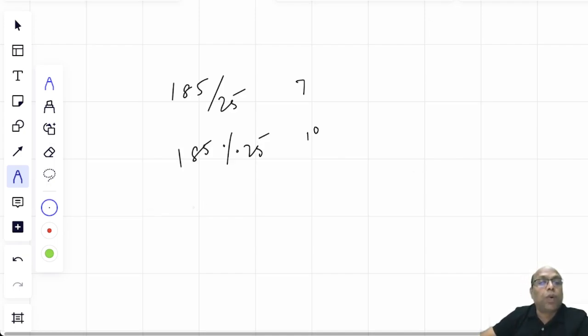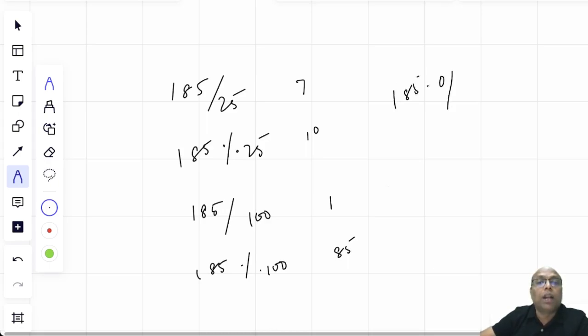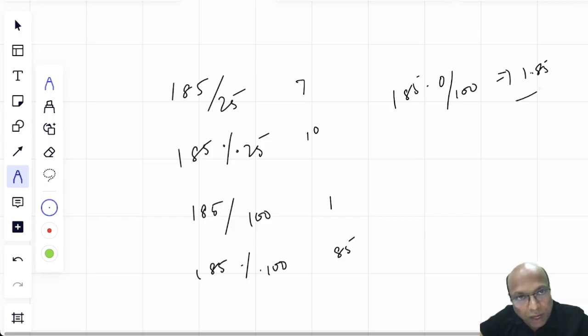I say here in this case 185 divided by 100. What am I going to get? I will get 1. 185 modulus 100, what is the remainder? It is 85. 185.0 by 100 will give me 1.85. This is what I am going to get.